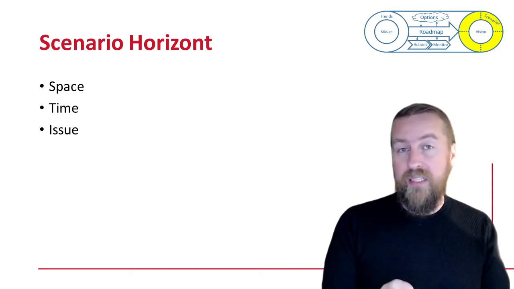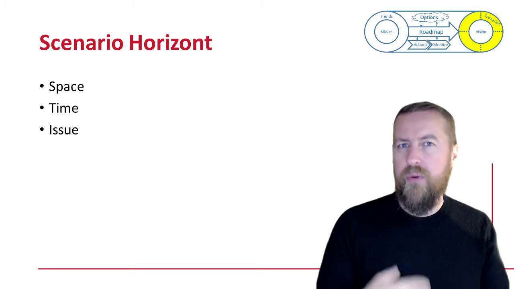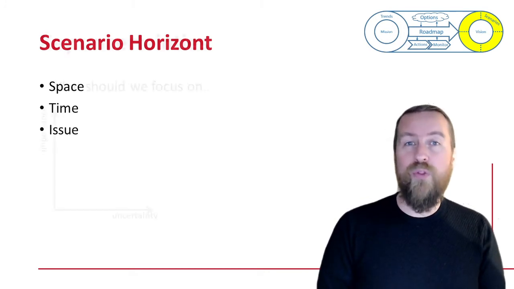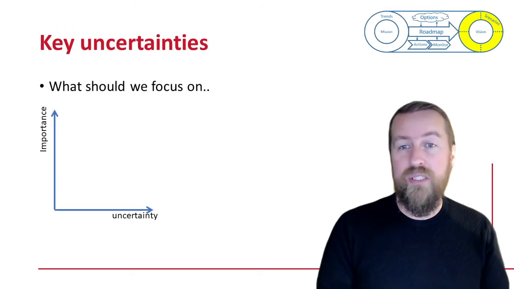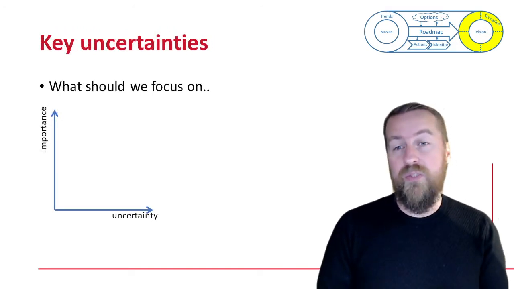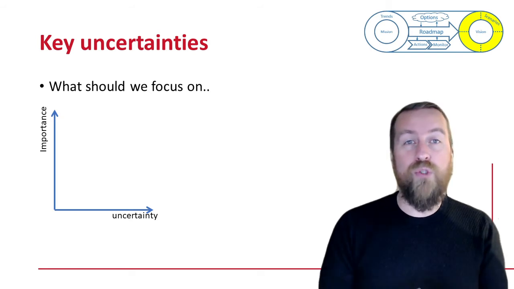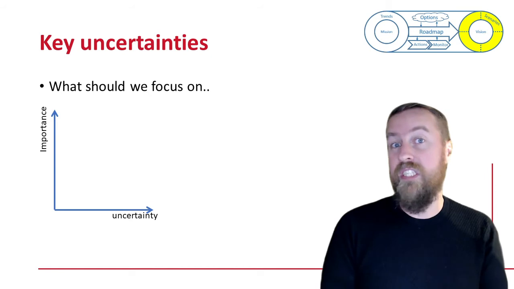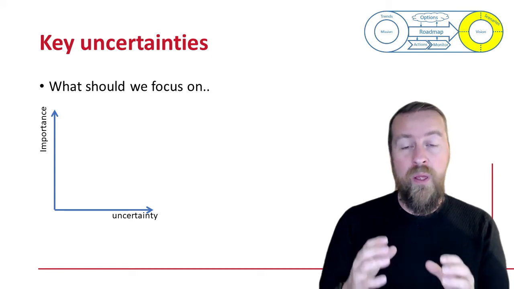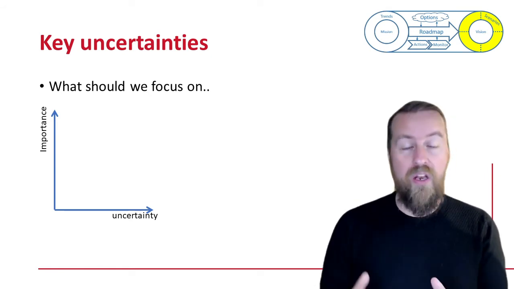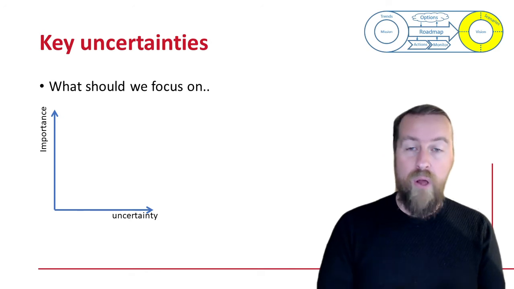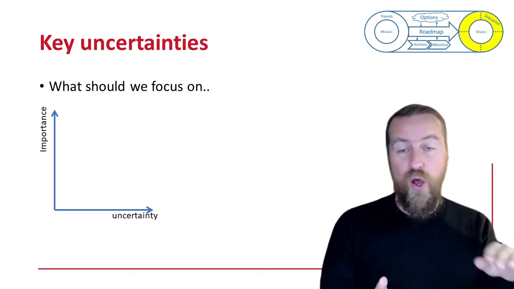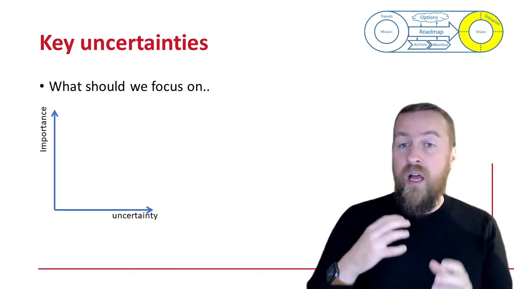When we have settled these things, write them down. Make sure you agree on them. Then we can move into what's called the key uncertainties. These key uncertainties will help us focus our mind, focus our research, focus our strategic scenarios. We will come up with a number of scenarios. We plot them on the importance scale and the uncertainty scale.